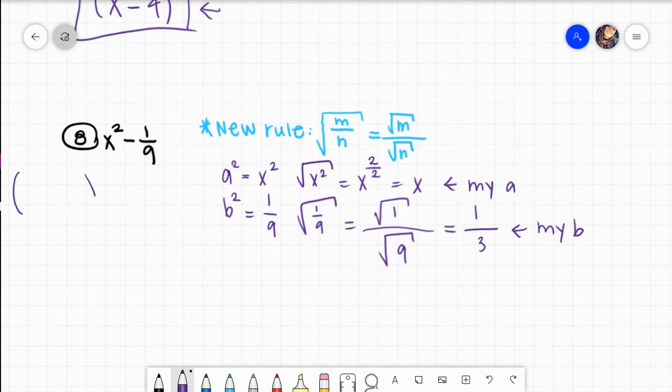Using our template, it does not matter which one's negative or which one's positive. My A is just X. My B is 1/3. Just because there may be some doubts here, what I'm going to do is actually FOIL this one out, okay? So if you do X times X, keep and add.